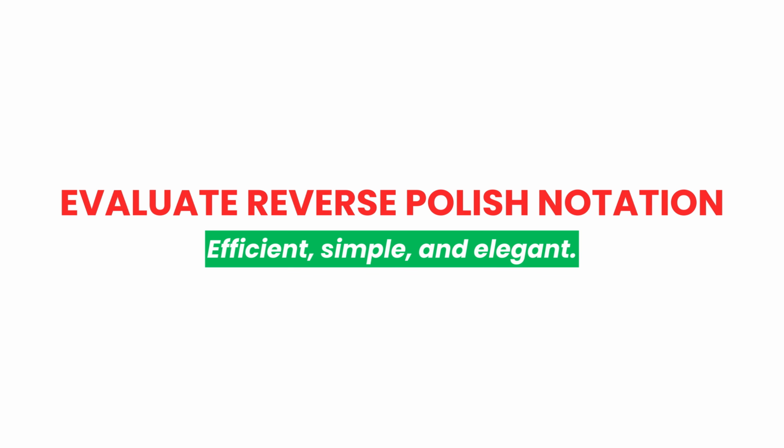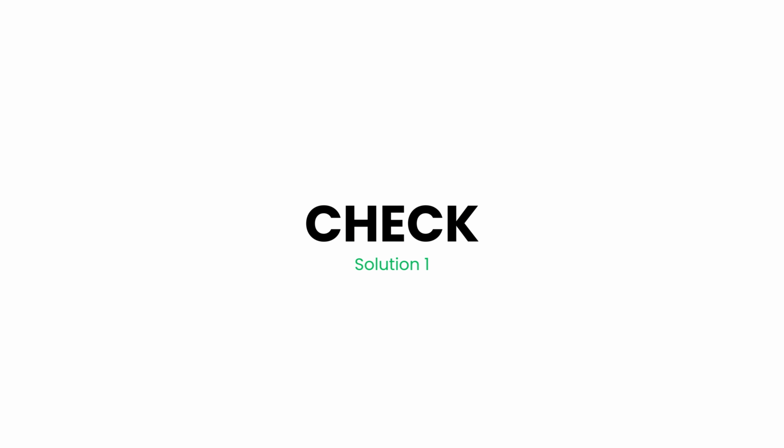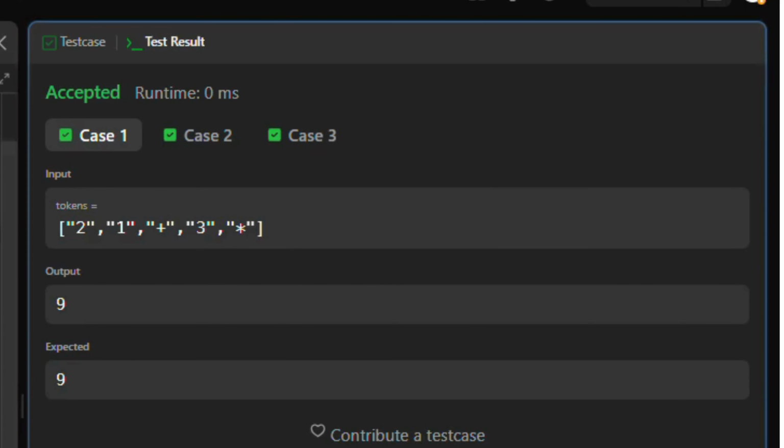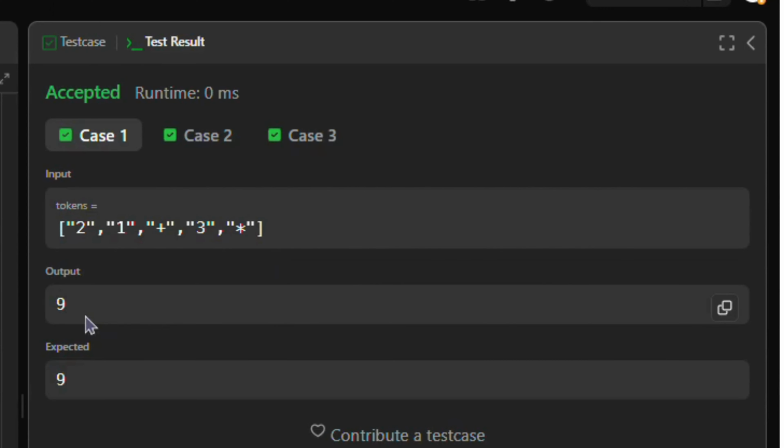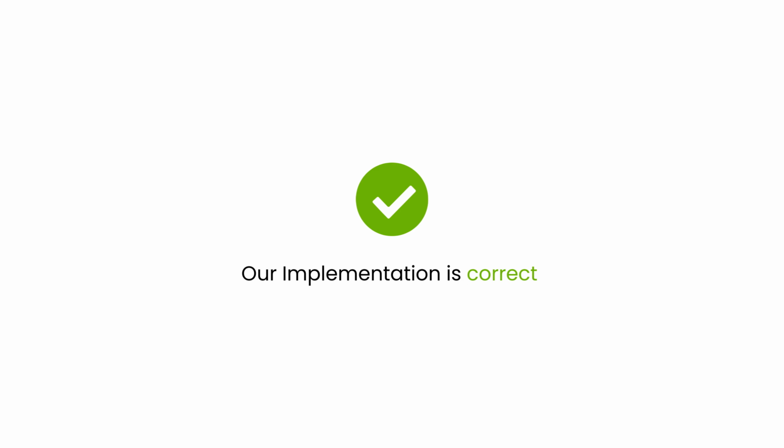Efficient, simple, and elegant. Now let's verify the behavior on the provided test case. This RPN expression means 2 plus 1, times 3. It matters because the postfix order tests our ability to correctly use the stack to respect operator precedence automatically. Short reasoning. Push 2, push 1. Token plus, pop 1 and 2, push 3. Push 3. Token times, pop 3 and 3, push 9. Stack ends with 9. This makes perfect sense because 2 plus 1, times 3 equals 9. So our solution checks out, the result matches the expected behavior, and the algorithm handles this test case correctly.